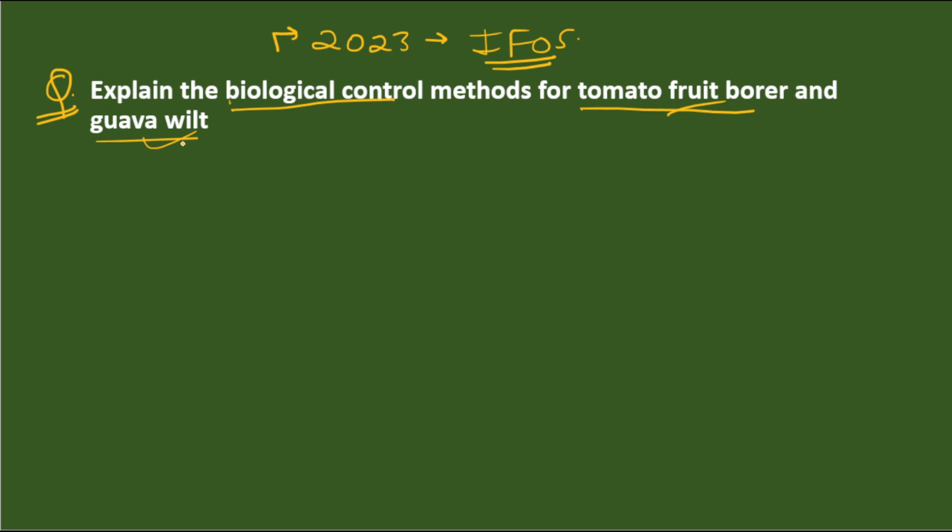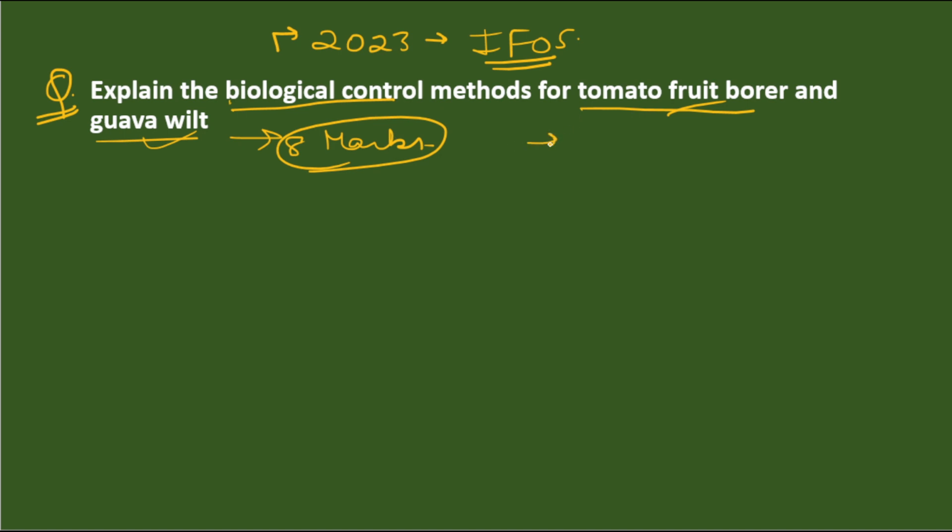So some general details are also important, with some specificity, which if we can learn, or memorize for some specific information, we can do it. But if you know the general terms of how to approach the answer, you will be able to approach it. And for biological control methods of just a tomato fruit borer and guava wilt, you will not get so much huge content here. That is why you see in the IFS exam it was asked in only 8 marks.